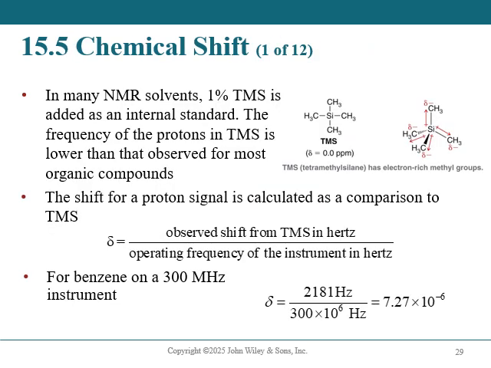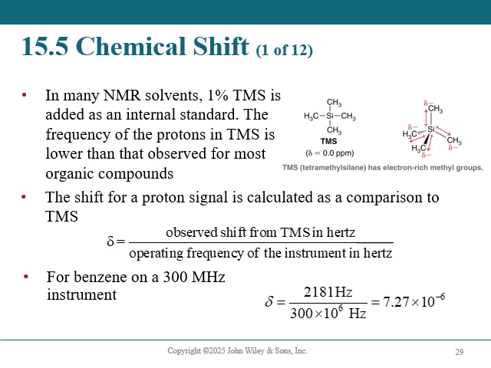In many NMR solvents, about 1% of TMS, tetramethylsilane, is added as an internal standard. So it's going to be like our zero or our baseline. The frequency of the protons in TMS is lower than that observed for most organic compounds. The shift for a proton signal is calculated as a comparison to TMS, so that's our baseline. We call it the zero.